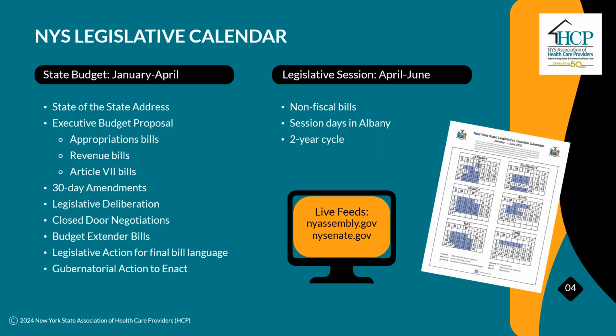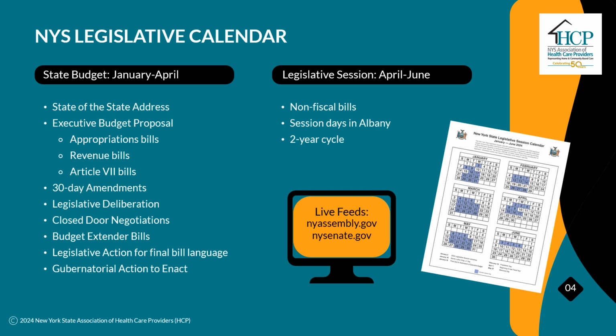Here's a brief overview of the New York State legislative calendar. There are 2 distinct periods within the legislative year. The first part is the state budget, which runs from January until April 1st, after which is the legislative session, which runs usually until early June. The governor delivers the State of the State address in early January, marking the start of the legislature's budget season and outlining key executive priorities for the year.